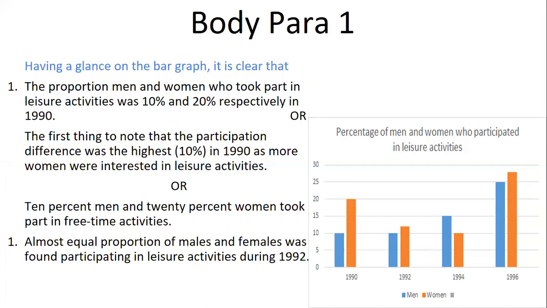Here are some sentences regarding this example. The first one is, the proportion of men and women who took part in leisure activities was 10 and 20 respectively in 1990. Or this sentence can be written like this: the first thing to note is that the participation difference was the highest in 1990, as more women were interested in leisure activities. Or, 10% men and 20% women took part in free time activities.